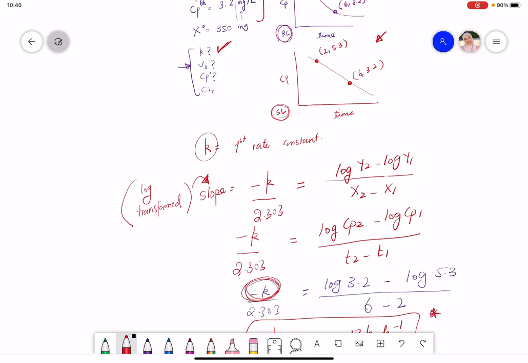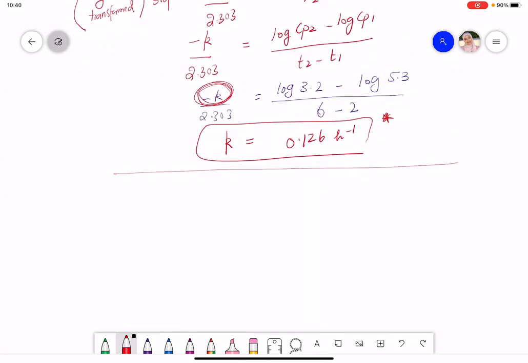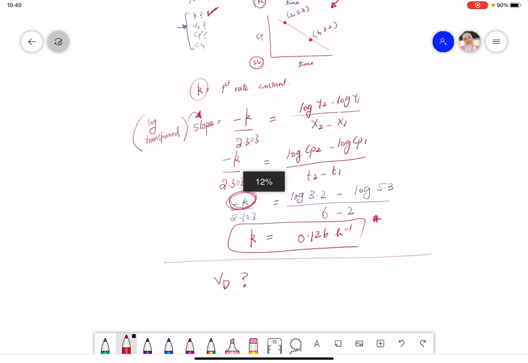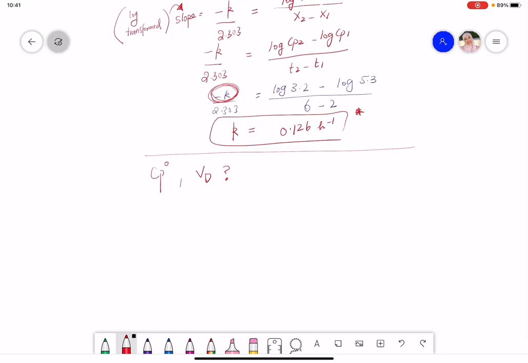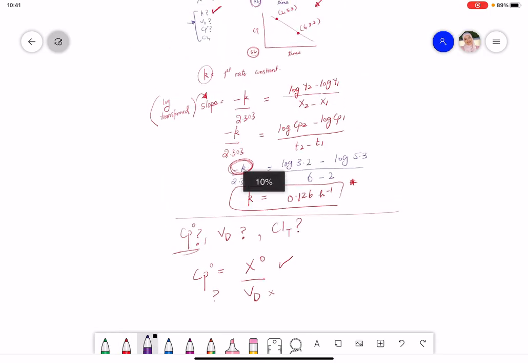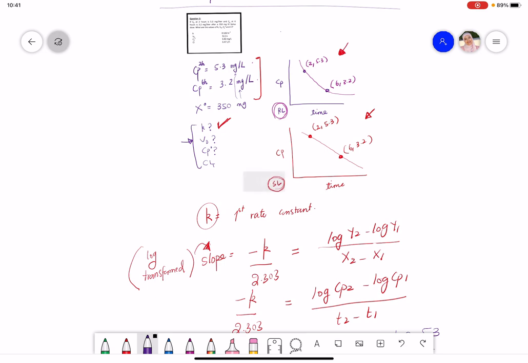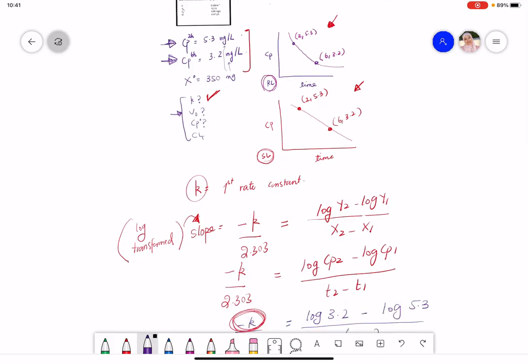Now we need to know VD, okay? How to determine VD, or you can just continue with CB node, for example, and clearance, okay? How can you determine CB node? CB node, we know that it's X node over VD. We have this, we need this, but we still don't have this, so you can't use this. So as we have two concentrations in the question here, you can use any of them to determine CB node, because CB node is the same, okay?